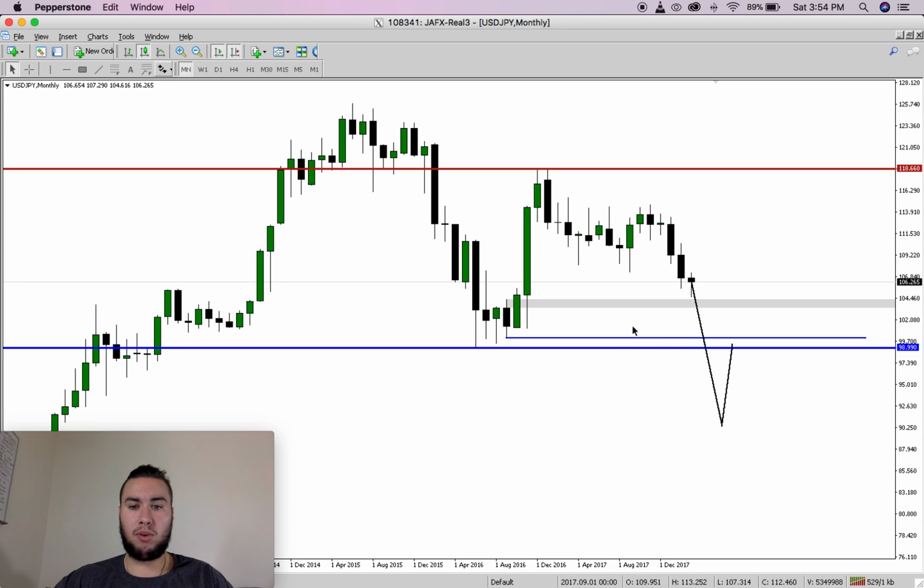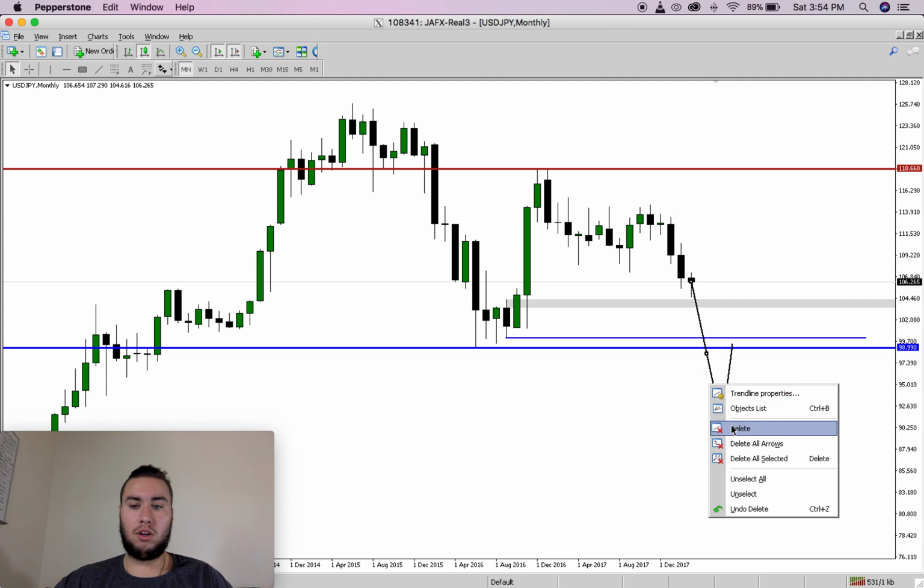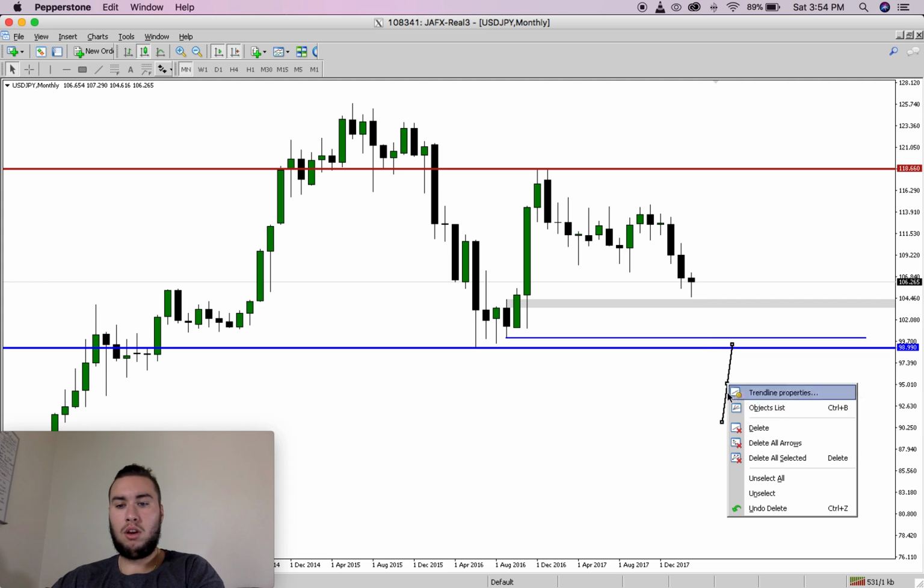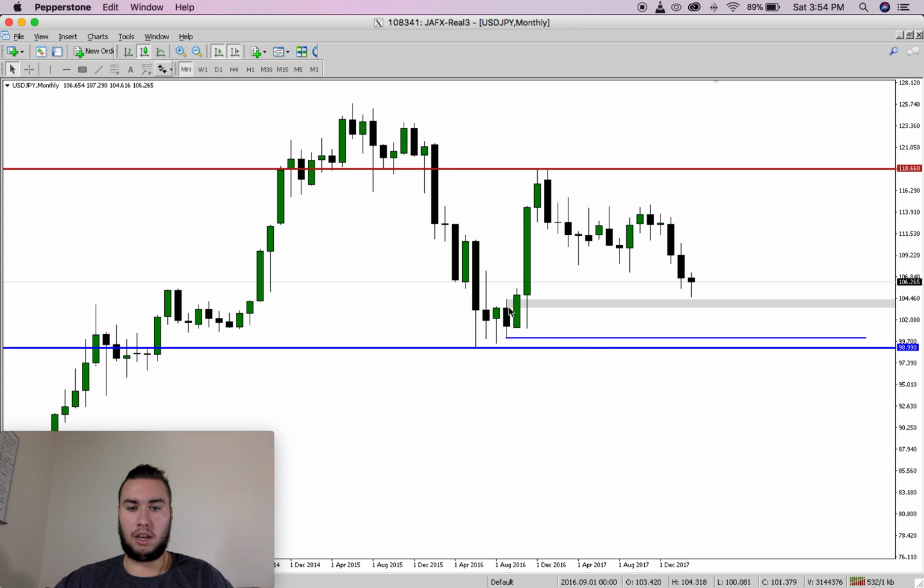So if it finds support there, then we know we're going to be looking for buying scenarios on a lower time frame. But if we break below that, then we're going to be looking for short scenarios. Okay, let me delete that. So we've got the bullish order block marked out, and now I've basically got all my levels on a monthly time frame marked out.